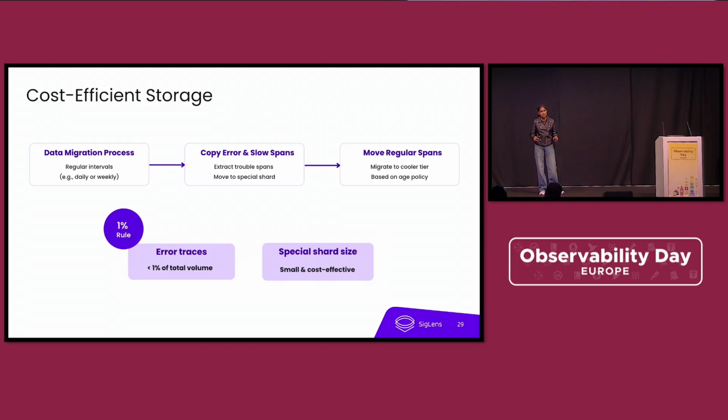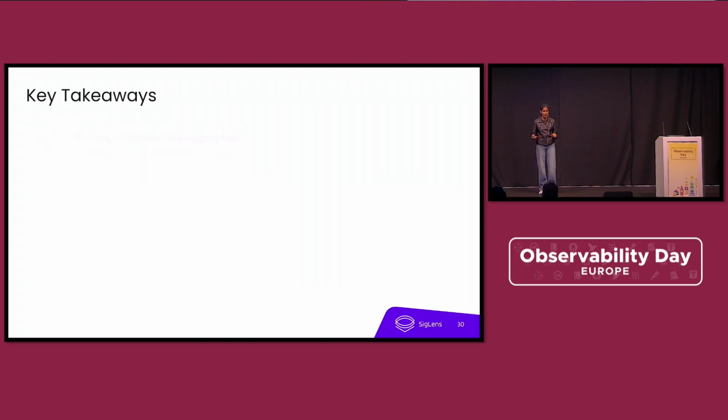Most systems have 1% errors of the total volume of traces. And these are the errors that you need the most at the time when something breaks. So just by optimizing this 1% of data, you can have better visibility into your system. Special shards are small and cost-effective, and they can provide you complete visibility into your system.